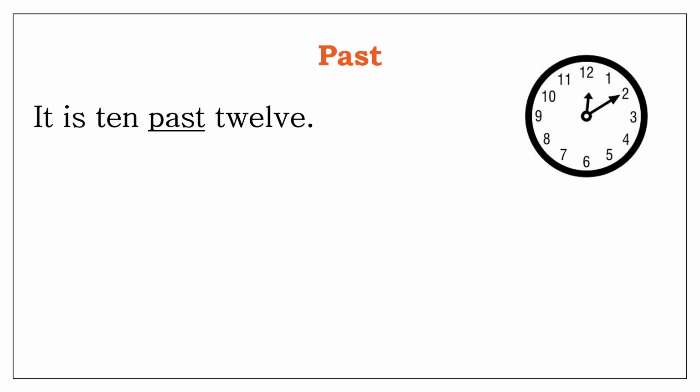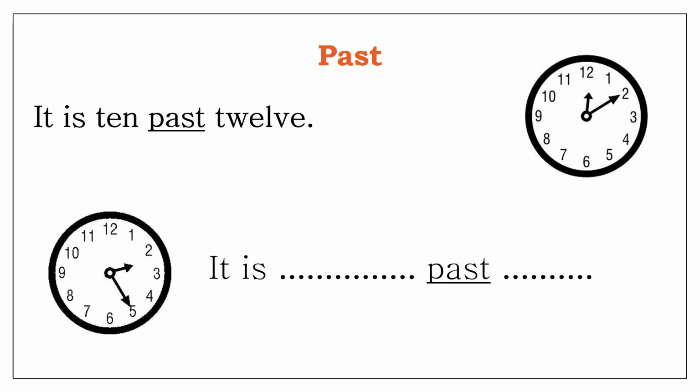Alright, next. The long hand is pointing to 5 and the short hand is pointing to 2 or between 2 and 3. It is 25 past 2. 2 lebih 25.